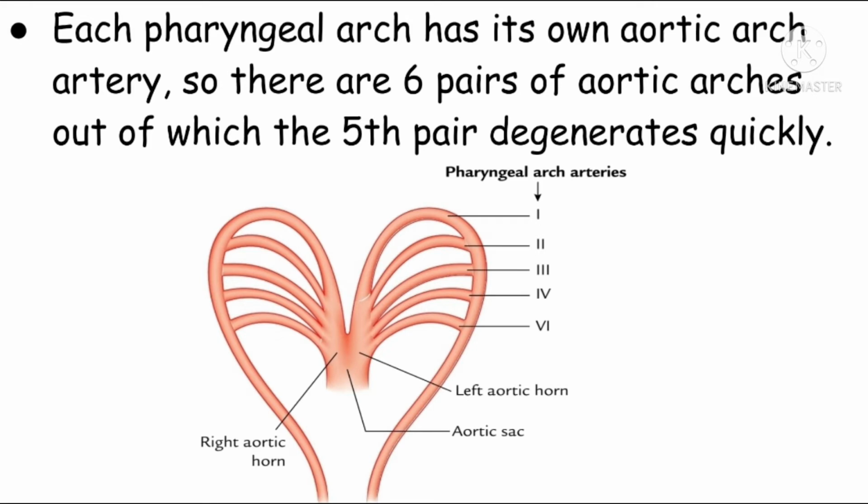As I already told before, the pharyngeal arches has its own supply, that is its own aortic arch, and so there are 6 pairs of aortic arches, out of which the 5th pair will degenerate very quickly. In this diagram you can see that the aortic sac will give rise to the 5 aortic arches, 1, 2, 3, 4 and 6. The 5th one will degenerate, and these aortic arches will connect with the dorsal aorta.